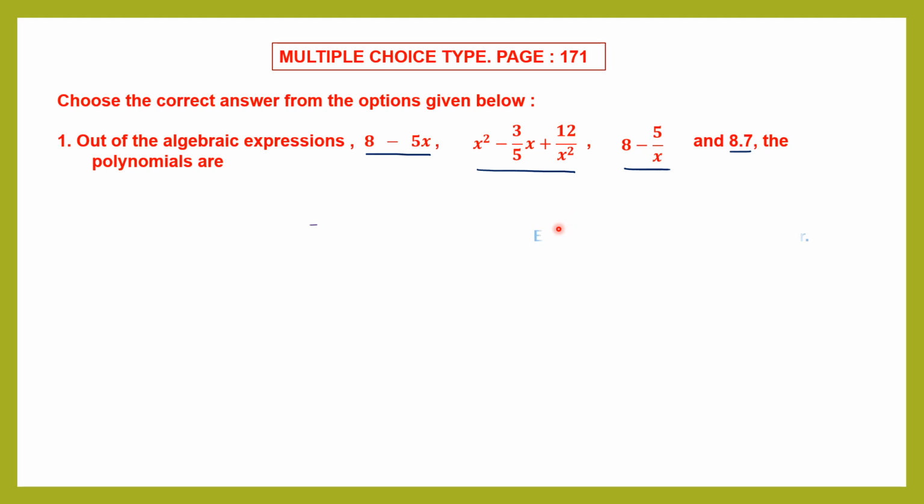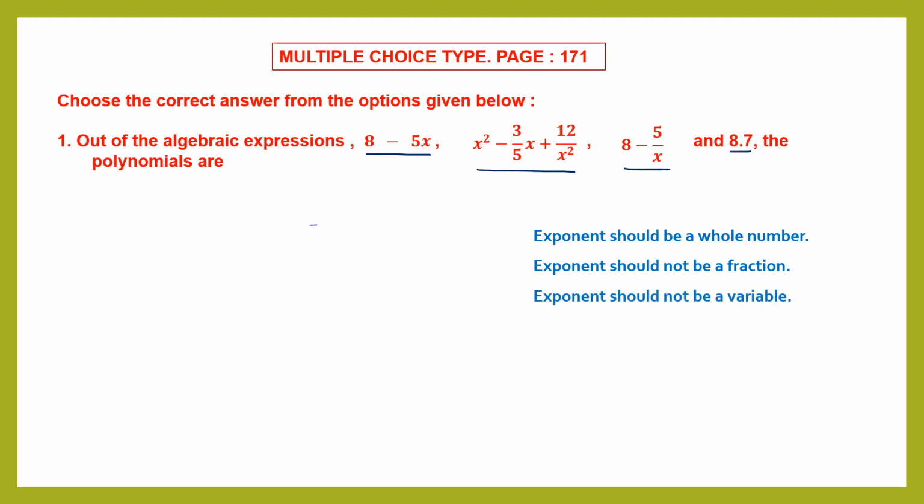What are the conditions? The exponent should be a whole number. That means when I raise this to a power, the power should be a whole number, like x to the power of 2. Secondly, it should not be a fraction. I cannot have 3 raised to the power of 1 by 2. This becomes an exponent which is a fraction, so it doesn't become a polynomial.